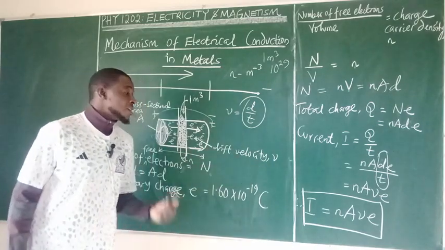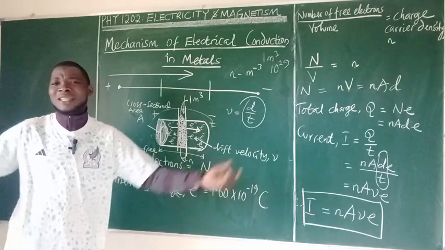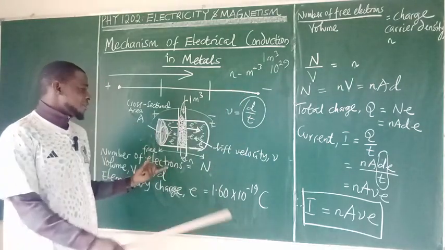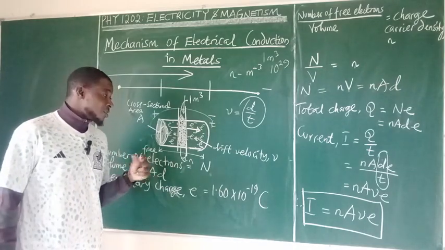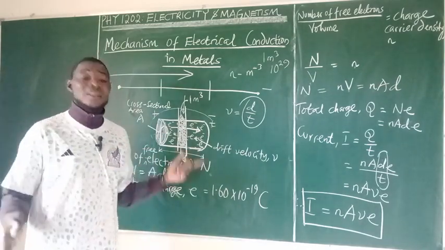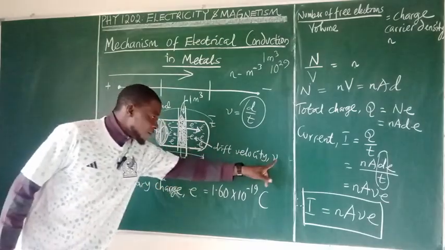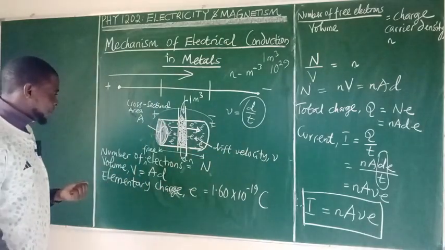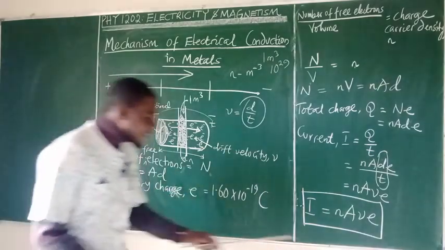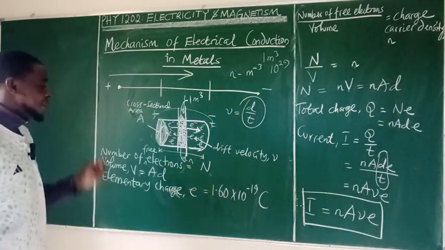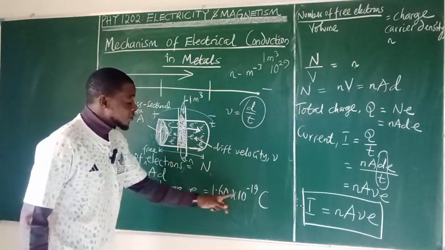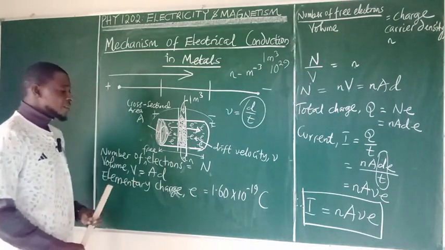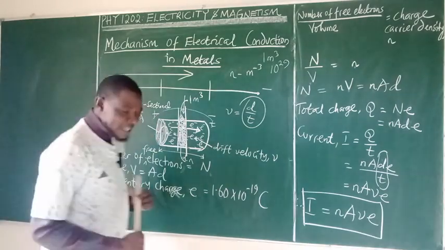The drift velocity is usually small, it's not that large, because the electrons drift slowly, not that fast. So this value is usually small. Finally, E is a constant, the elementary charge e, 1.60 times 10 raised to the power of minus 19 coulomb. Okay, here is the summary.